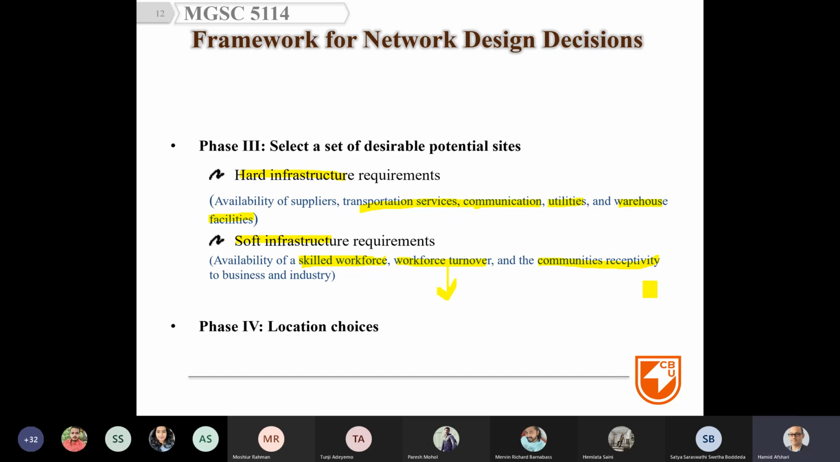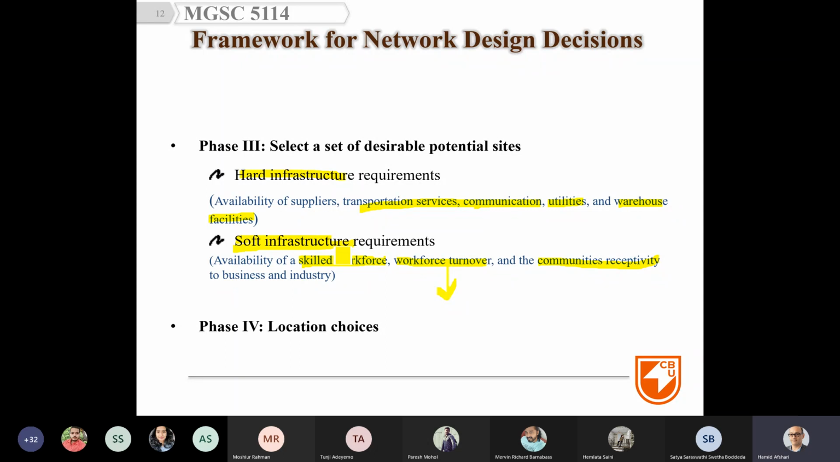Why? Because those communities are not receptive to such businesses. So if you have a pollutant business, you won't be accepted by those areas. So you won't be supported by people in those areas. So you will have a serious soft infrastructure challenge in those areas. Is it clear for everyone?